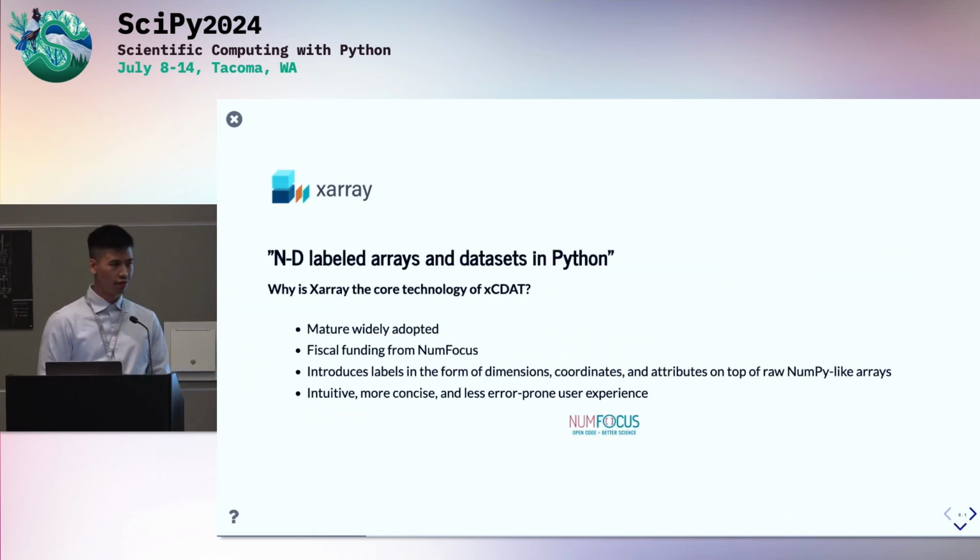And now we're going to shift over more to the technical side. We're going to talk about Xarray and why we chose Xarray as the core technology. First, it's mature and widely adopted. It has a ton of stars on GitHub. I'm sure a lot of people here are using it right now. Next is fiscal funding from NumFocus. So it's stable. It has funding for years to come, as long as NumFocus continues to sponsor it.